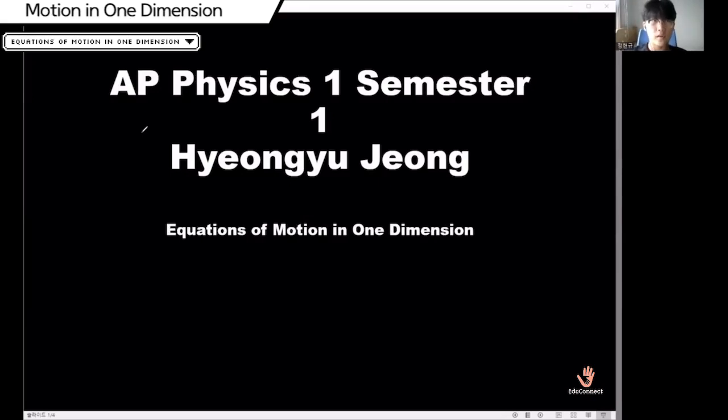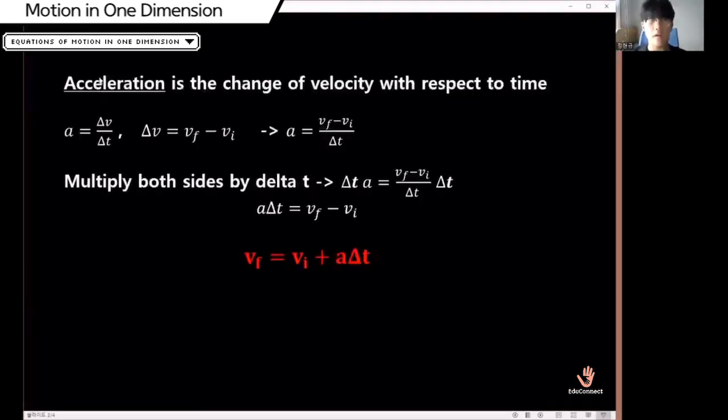In this lesson, we will learn how to derive the short, long, and combined kinematics equations. The first equation we will derive is the short kinematic equation. It relates velocity to time and begins with our definition of acceleration: a equals delta v over delta t. Acceleration is a change of velocity with respect to time.